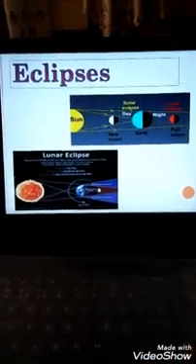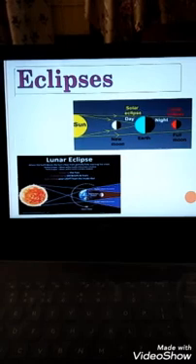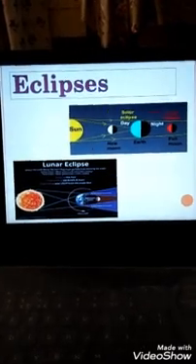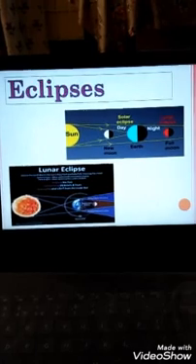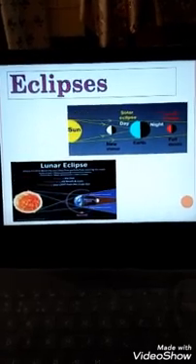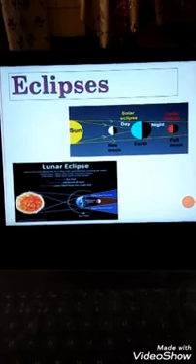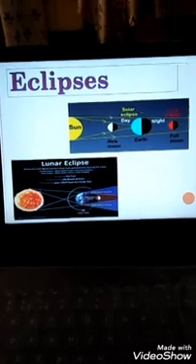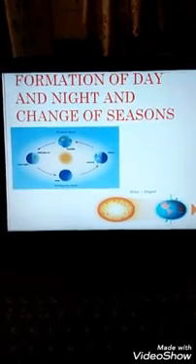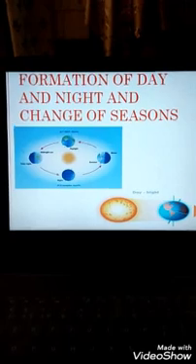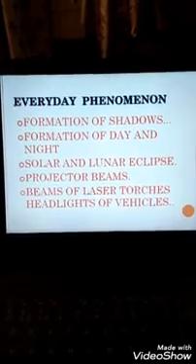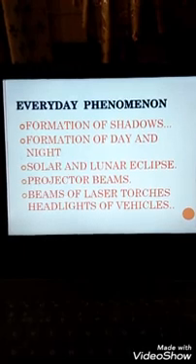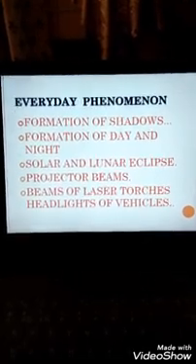Then the formation of eclipses. You've done lunar eclipse and solar eclipse in class 5, right? If the sun's rays bent around the earth or the moon, they would not result in the formation of an eclipse. So eclipses also tell us that light always travels in a straight line. Next is the formation of day and night and the change of the seasons. All of them also tell us about the rectilinear propagation of light. This is the conclusion: many everyday phenomena all tell us about the rectilinear propagation of light.